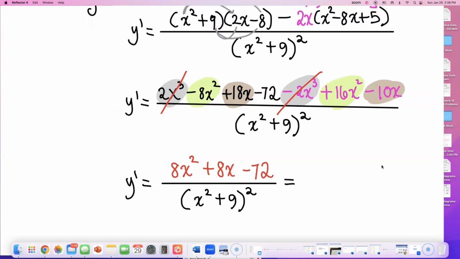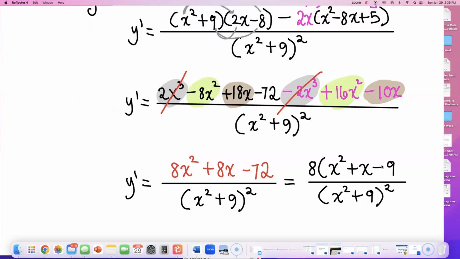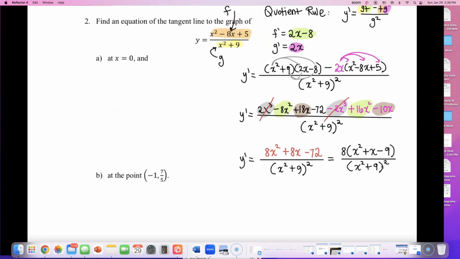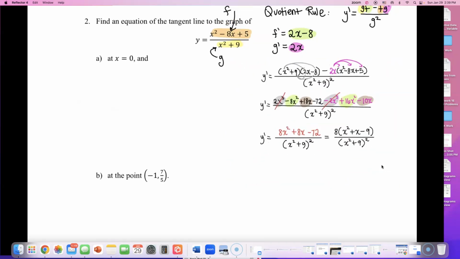Look at that. I noticed that the numerator, all of them are divisible by 8. So how about I factor out the 8 to the front? So let me put that 8 in the front, and I'll get x squared plus x minus 9. And I don't think that can be simplified any further, but hey, we found the derivative. Now this is going to get us the slope of the tangent line, okay? So let me see if I have room to work on this problem. All right. So that's the derivative, and that's important, so I'm going to try to highlight this.